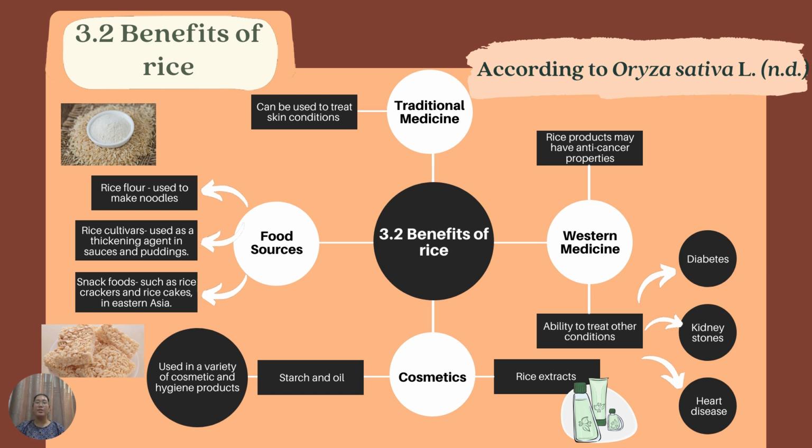Rice can be used to treat skin conditions in traditional medicine. In contrast, laboratory studies in Western medicine have revealed that rice products may have anti-cancer properties and the ability to treat other conditions such as diabetes, kidney stone, and heart disease. Finally, rice extract can be used in cosmetics. Starch and oil, for example, are used in a variety of cosmetic and hygiene products.